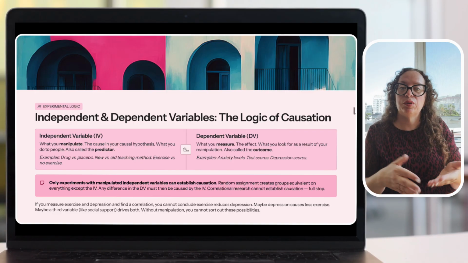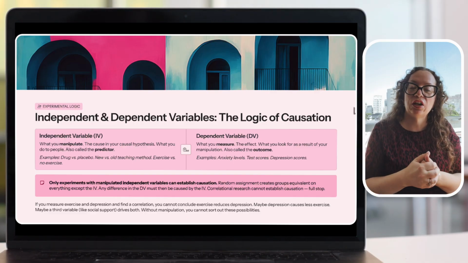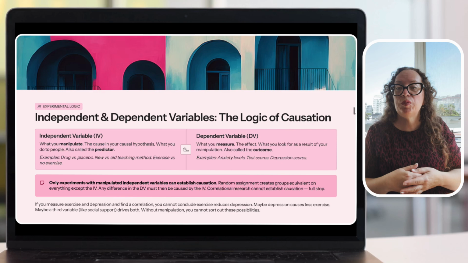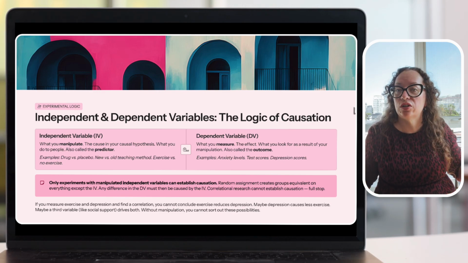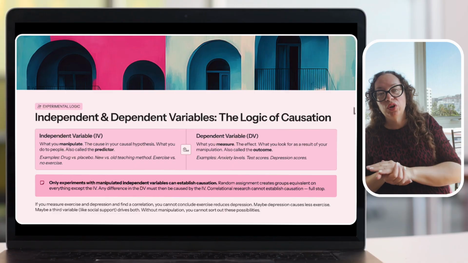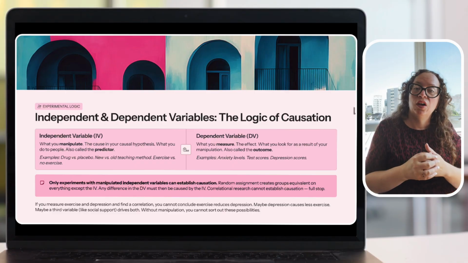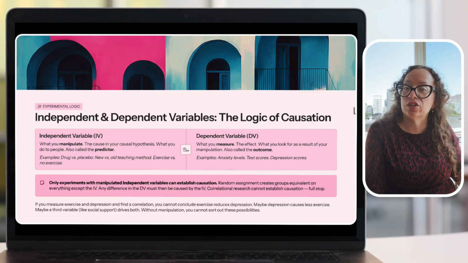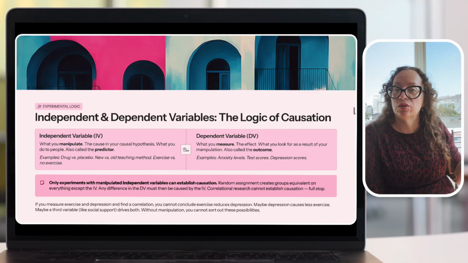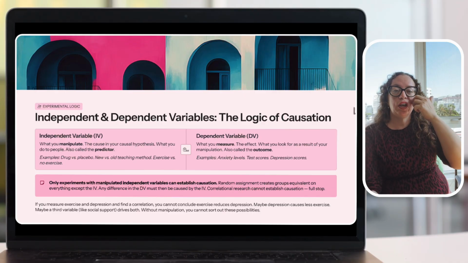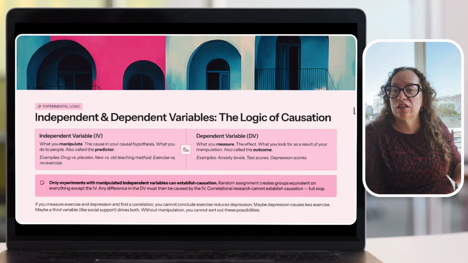You didn't randomly assign people to exercise or not. The people who exercise might be different from the people who don't in all sorts of ways. Maybe people who are less depressed have more energy to exercise. The causation actually runs backwards, so less depression causes more exercise, not the other way around. Maybe both exercise and depression are caused by a third variable. Maybe people with good social support both exercise more, like their friends invite them to the gym, and they're less depressed because they have a social support that's protective. So the exercise isn't even causing anything in that scenario.